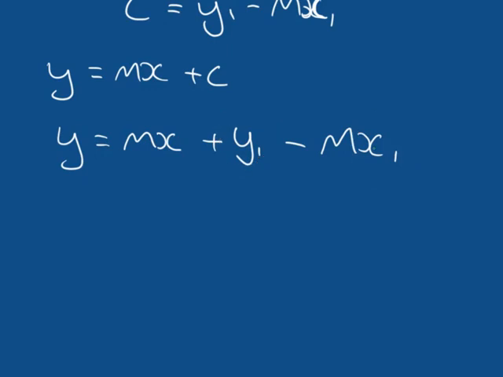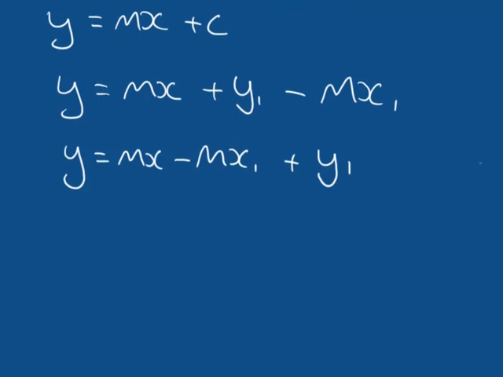So now that we've got this, let's start rearranging things slightly and using some of our algebraic laws to simplify this equation and get the final form of the equation. So let's rearrange this just so that things are a little more clear for the next step. So y is equal to mx minus mx1 plus y1. I've simply changed the order of that equation. And now we can use our distributive law to say that y is equal to m(x minus x1) plus y1.